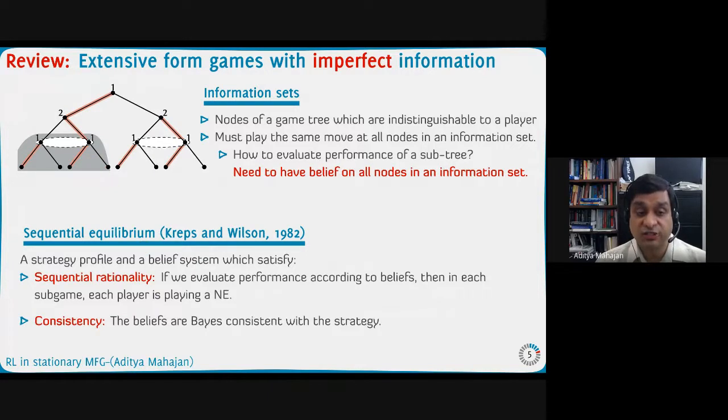And the second is consistency. That is, the beliefs of players are updated in a manner which is consistent with Bayes' law. So most other solution concepts in games with imperfect information, like perfect Bayesian equilibrium, are a special case of sequential equilibrium. And other refinements of sequential equilibrium are also considered, like trembling hand perfect equilibrium and others.